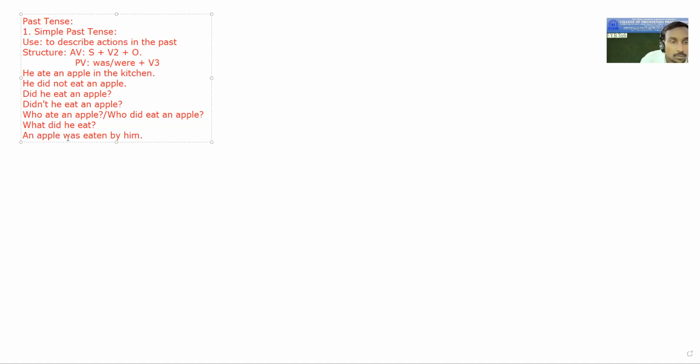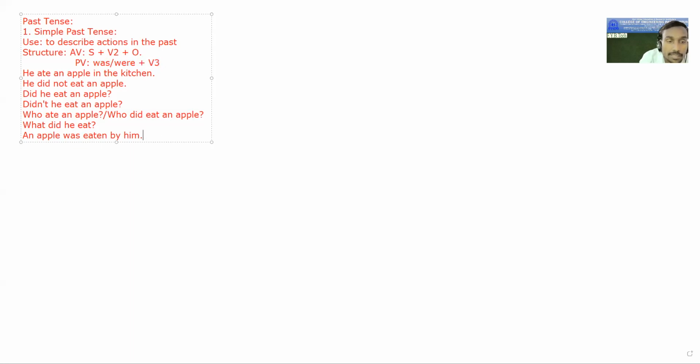An apple was eaten by him. This is passive voice, but you try to understand the structure or verb form is was eaten. If you see here was and V3, again you should get it clear that here it is simple past, but immediately you should understand that it is passive voice. So people understand this also.